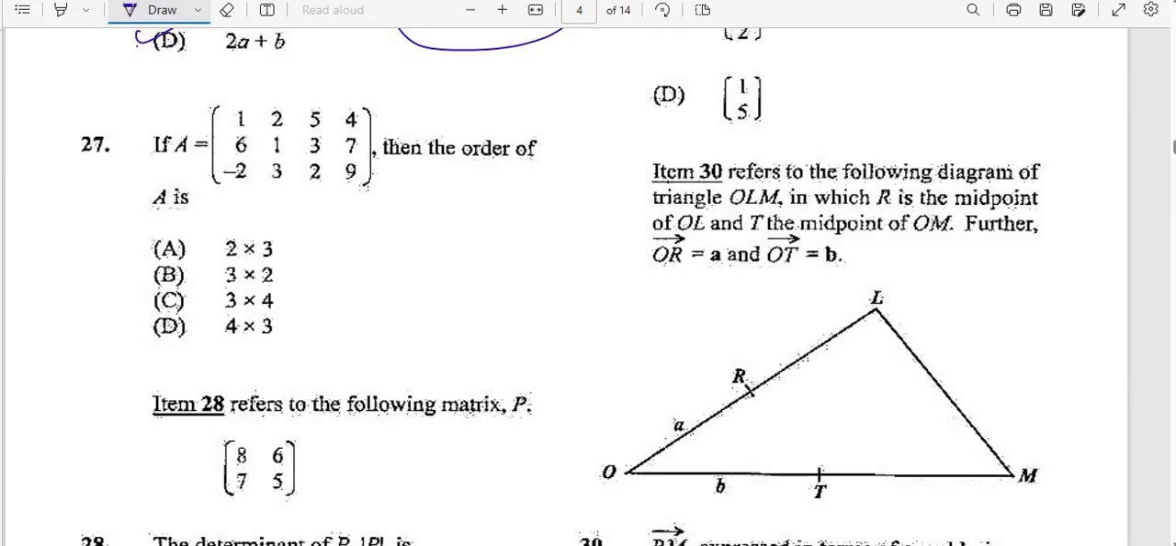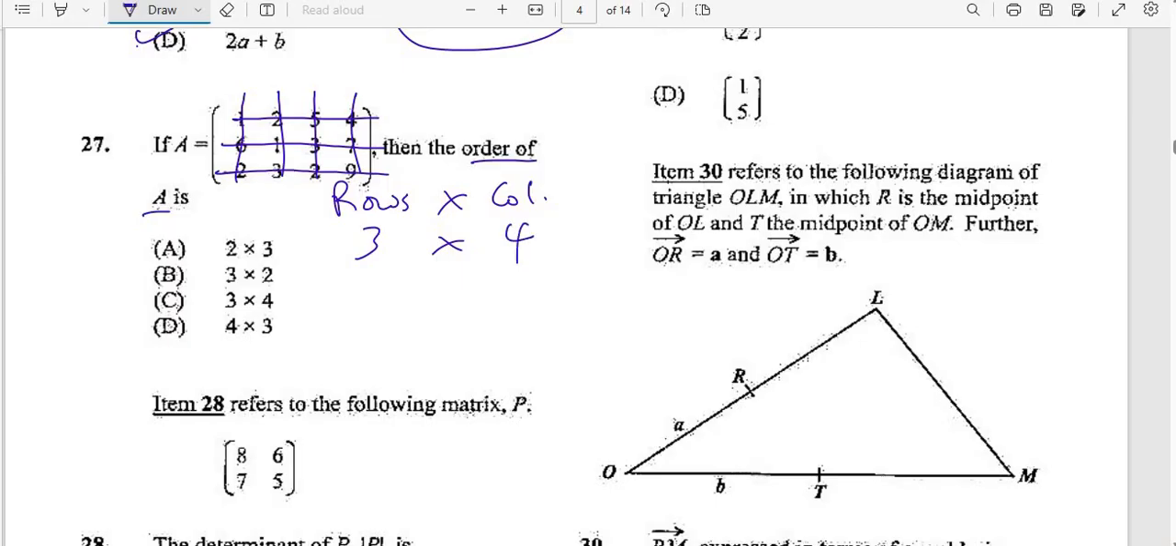A is equal to this matrix. What is the order? The order of a matrix is the number of rows by the number of columns. Rows go horizontally, and we have 3 rows. Columns are the vertical lines, and we have 4 vertical lines of numbers. So that's 3 times 4, or 3 by 4. So it's a 3 by 4 matrix.